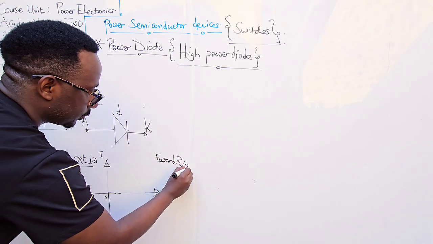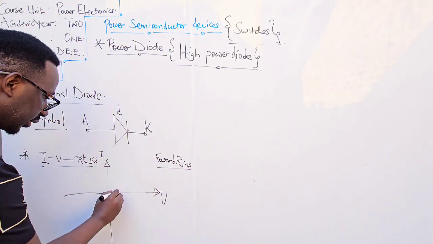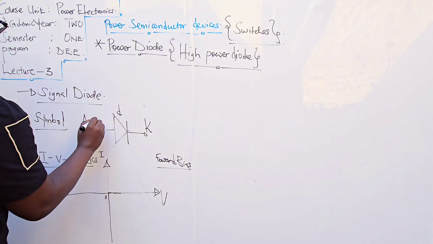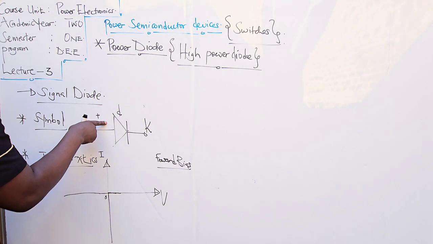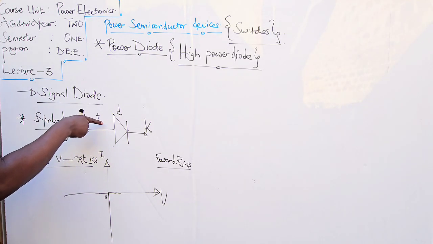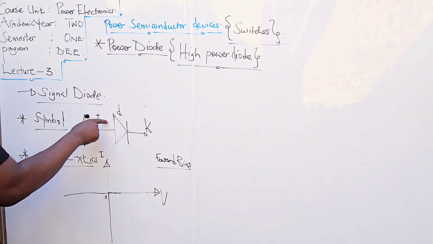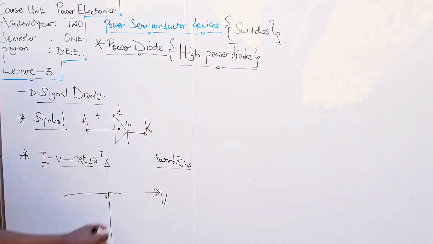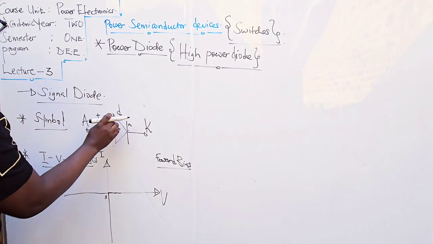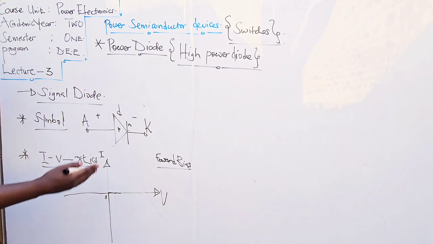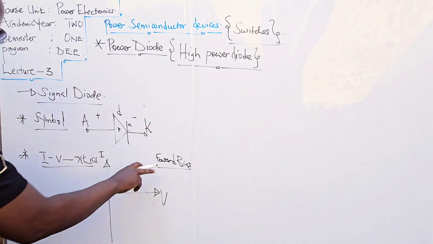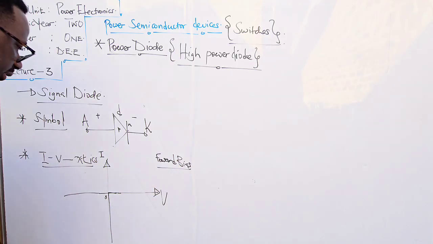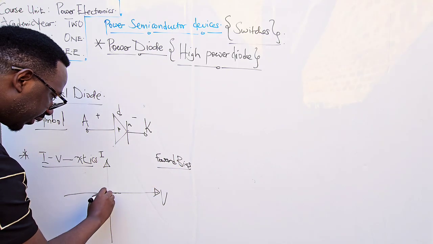So the current flowing will be negligible. Let's say we forward bias the diode. That means the positive side of the source goes first in line with the P side. This is the P side, this is the N side of the diode. If we forward bias it, the negative side of the circuit is to the other side, to the cathode. So that's what we call a forward bias.